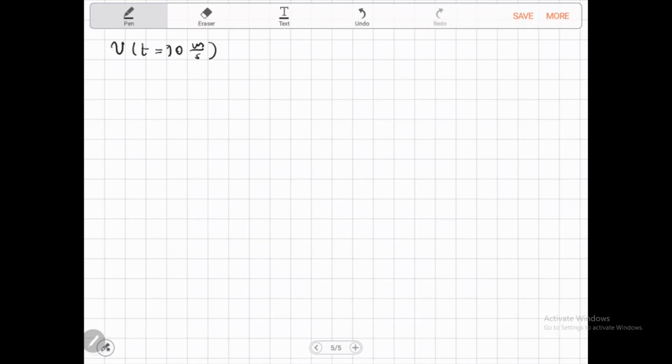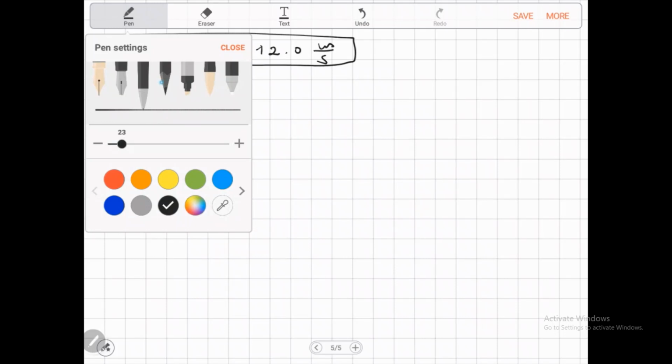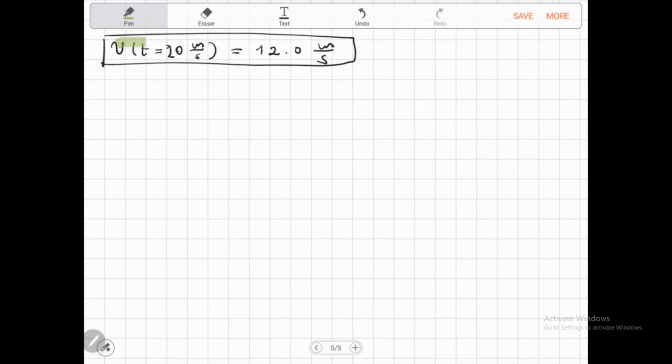The only thing is that instead of evaluating the time when t is equal to 5, we are evaluating the time when t is equal to 10. And here the result is going to be 12.0 meters per second as well. So it's the same process, absolutely the same. The only thing we are doing here is evaluating the time when t is equal to 10.